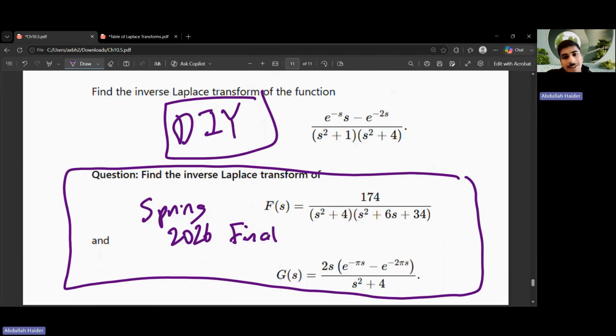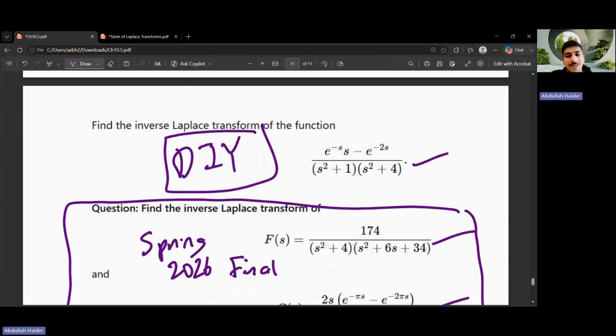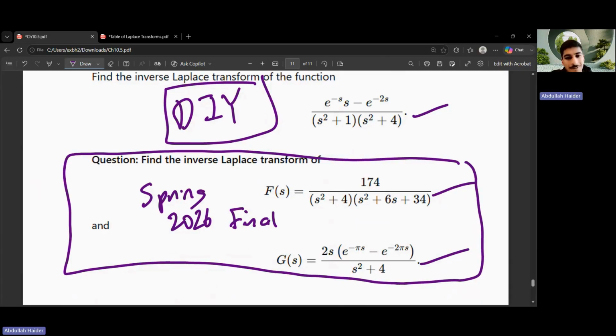This is do it yourself. This is really important. It comes in the final. These two questions came in the spring 2026 final.